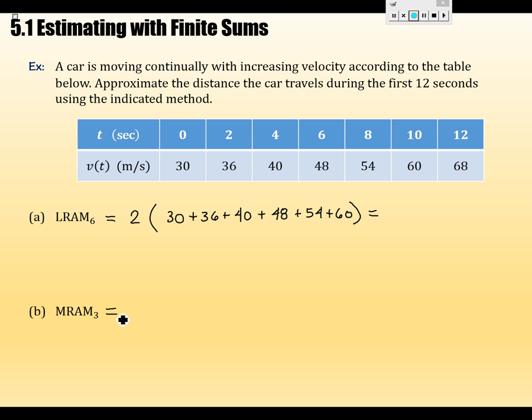What's the size of those intervals? What's the width then? 4? And again, we're doing MRAM, so what representative values will we use for each of those 3 rectangles? What are they? 36, 48, and 60. Do you see them? 36, 48, and 60 are the heights. So for MRAM 3, we're thinking about this interval, 0 to 4, this interval, 4 to 8, and 8 to 12, right?